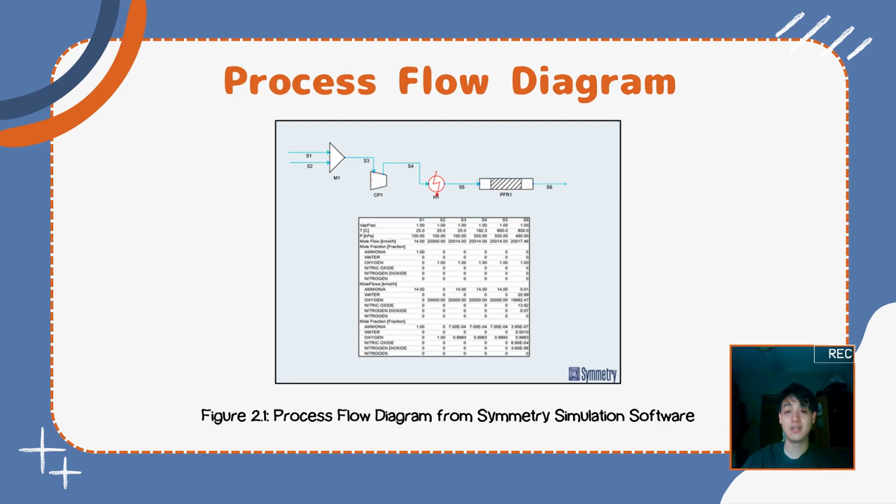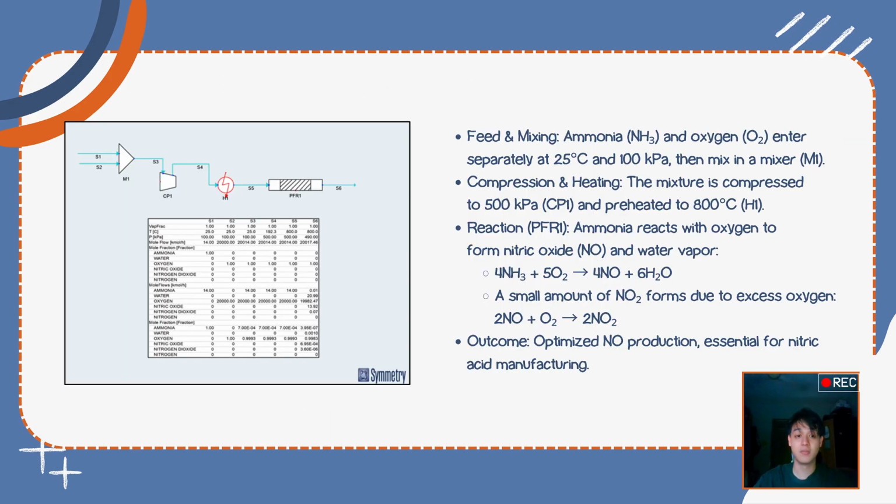Hi, my name is Eldridge, and I'll be explaining the process flow diagram which was used in our IDP and was generated using Symmetry simulation software. As you can see from the diagram, it starts with ammonia and oxygen entering separately at 25 degrees Celsius and 100 kPa, then mixed in a mixer M1.